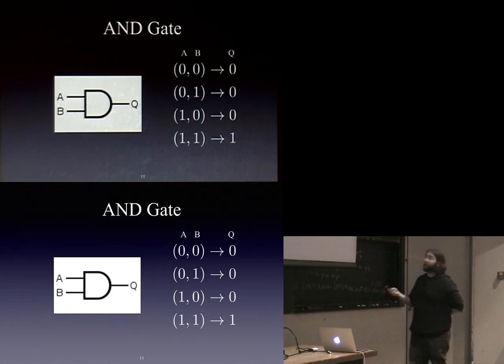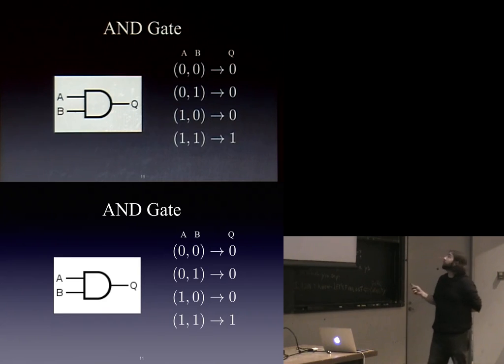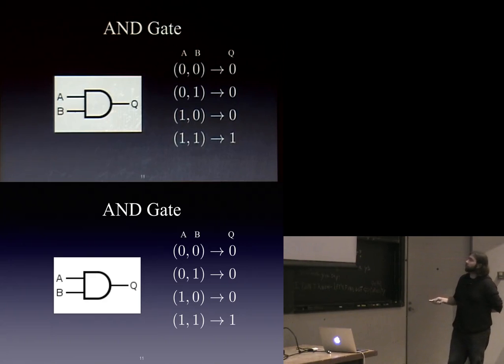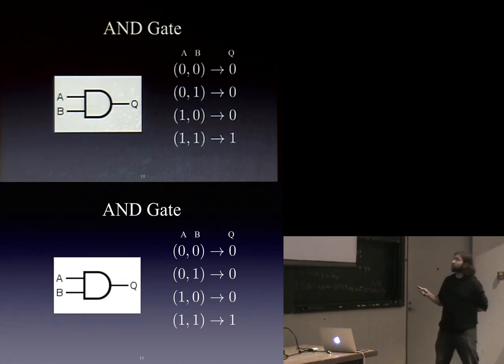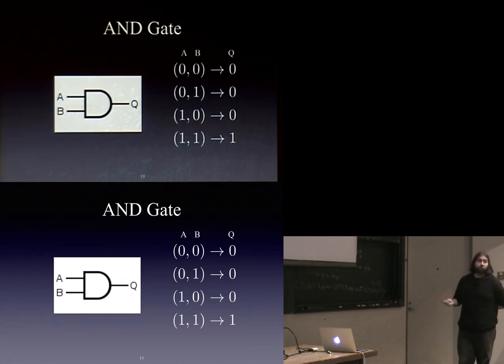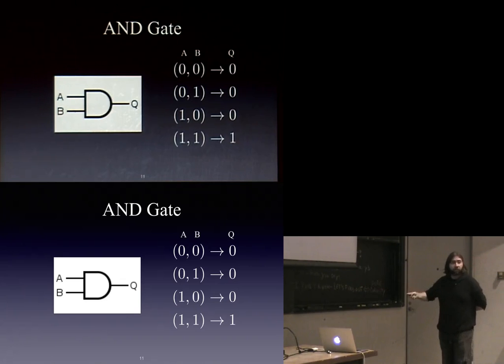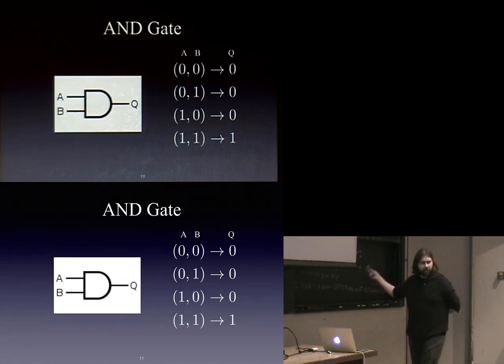Similarly, there's something called an AND gate that I mentioned previously, right? These are the rules, and you always get a zero unless both inputs are one. So it's an AND in the sense that the answer is only one or true if both of the inputs were true. If one input is true and one input is false, then A and B are not both true, so the output is false. Is this idea clear?